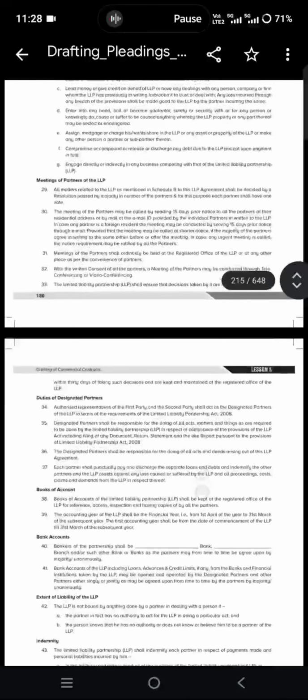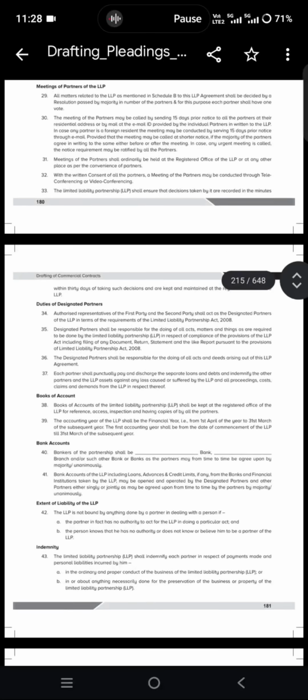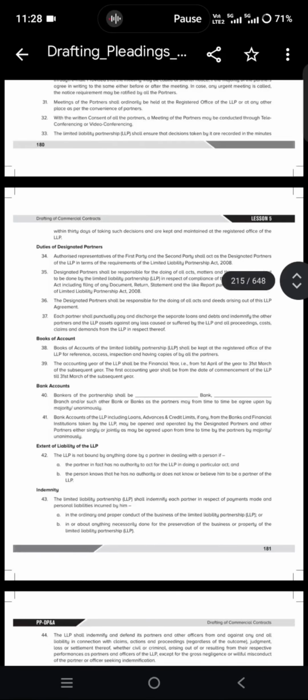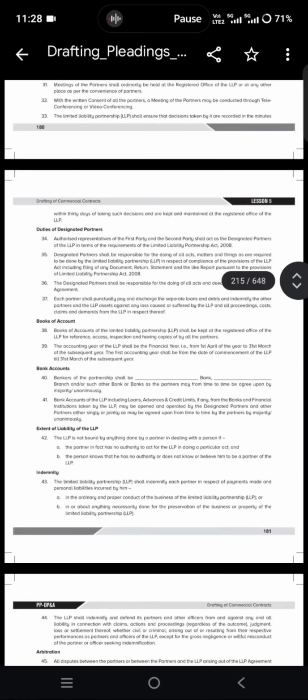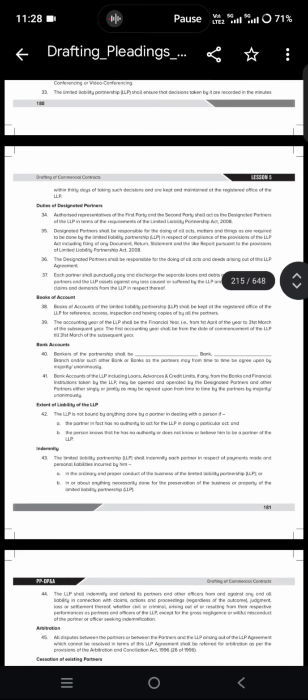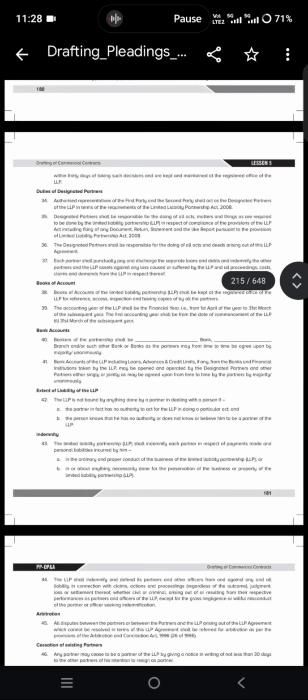Common seal: the LLP shall have a common seal to affix on the documents, and the immovable property purchased by the LLP shall be clear and marketable. Admission of a new partner: no partner can be admitted until all the partners agree, and the capital contribution required from the new partner and profit sharing of a new partner will be in proportion to his capital contribution.